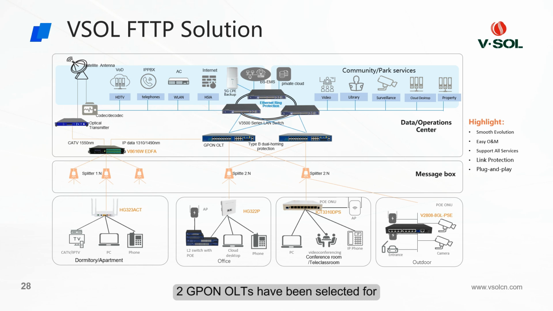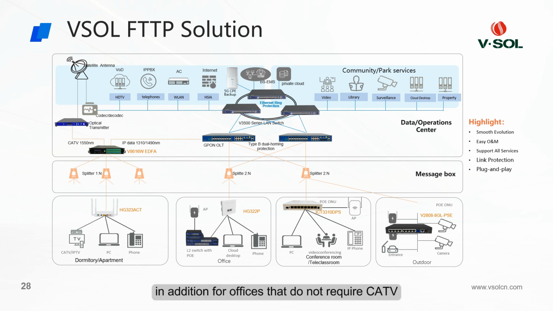2G PON OLTs have been selected for Type B redundancy network protection. When one OLT loses power or is abnormal, it will actively switch to the other OLT to ensure the continuity of OLT services. CATV services are also combined with PON through an optical transmitter via EDFA and connected to HG323ACT for input to dormitory.